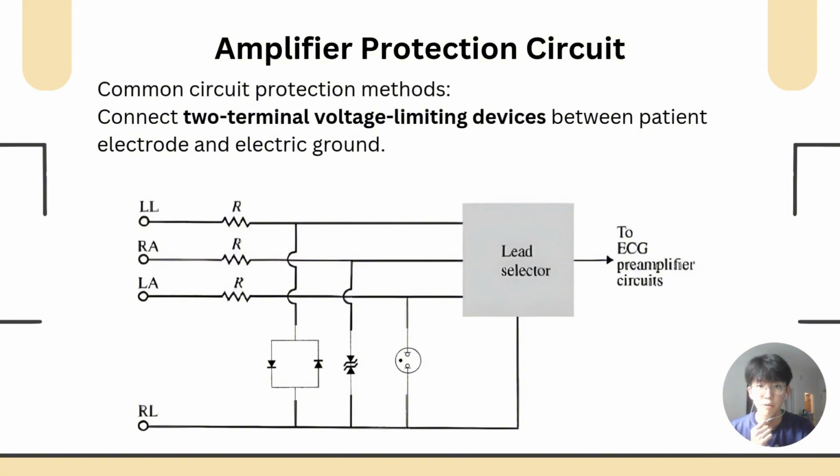And here it shows the common circuit protection method, which is connecting a two-terminal voltage limiting device between the patient electrodes and also the electric ground. One of the examples is by using back-to-back Zener diodes.